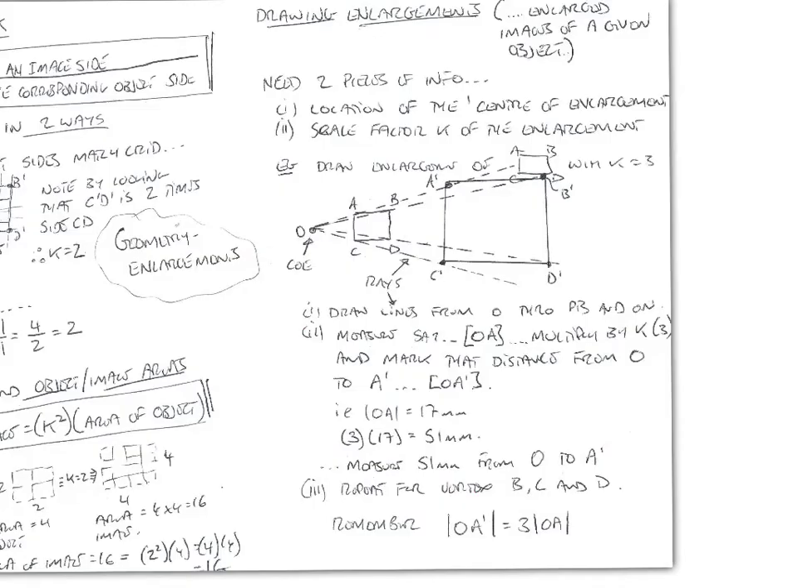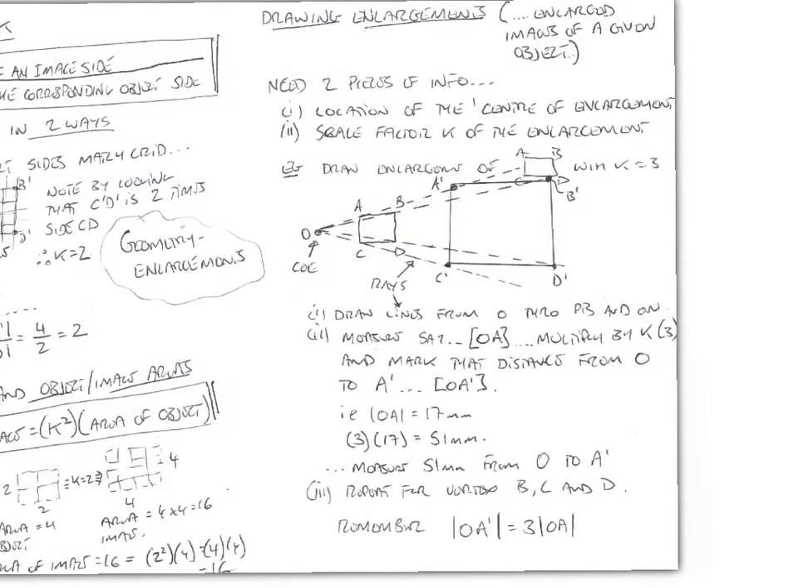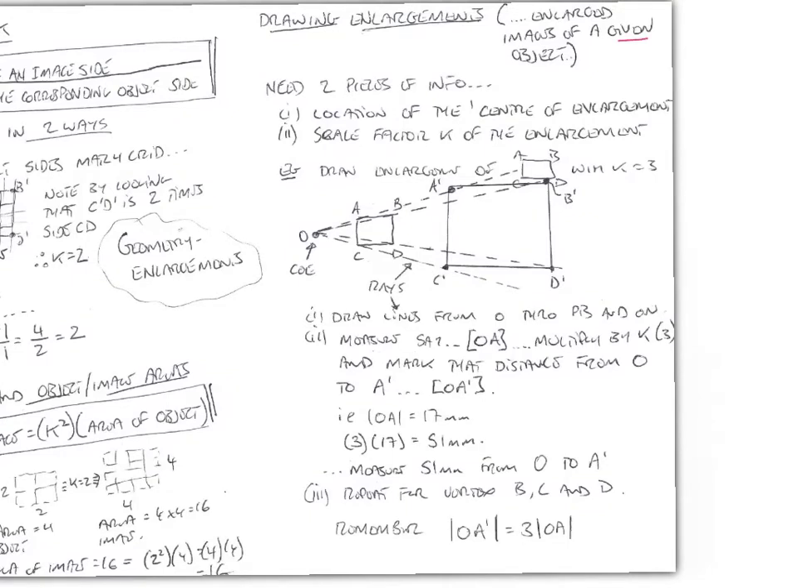So how do we draw enlargements? Remember, these are enlarged images of a given object. We need 2 pieces of information to draw an enlarged image of a given object. We need the location of the center of enlargement, or we might start calling that COE in the future for short, and the scale factor K of the enlargement. Let's say we're asked to draw an enlargement of this square here, ABCD, with a scale factor of 3.